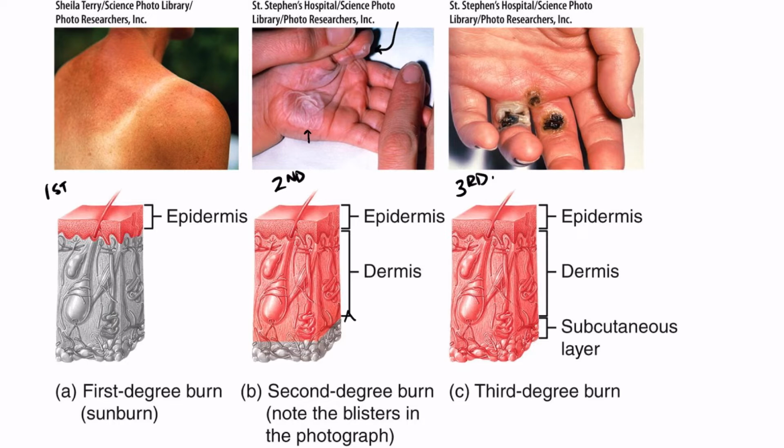And then a third degree burn is the most life-threatening of them all because it impacts all three layers, the epidermis, the dermis, and the underlying subcutaneous or hypodermal layer. You should think about why this may be life-threatening, because what would be beneath our subcutaneous layer?